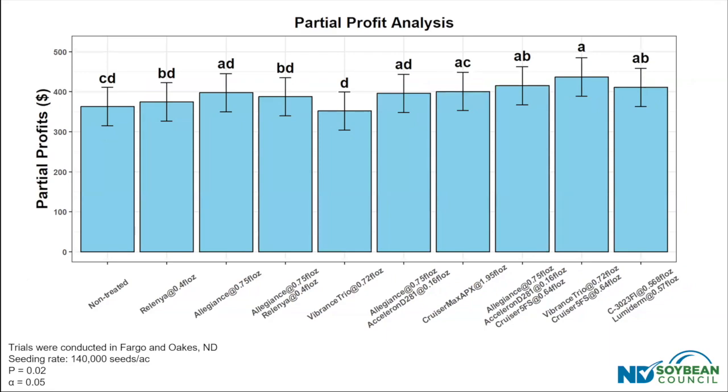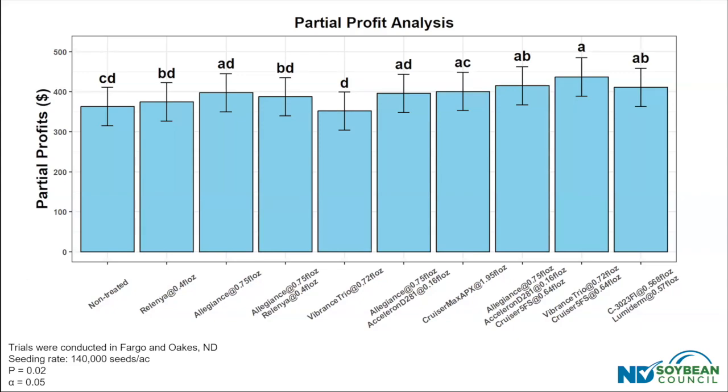Now, we took this one step further into what's called a partial profit analysis. This is not a full economic analysis, but it accounts for the cost of the seed treatment alone. We took the yields from each of these treatments and multiplied that by the grain sale price, which at the time was estimated at $10 per bushel. Then we subtracted the cost of the seed treatment from that to get this analysis.